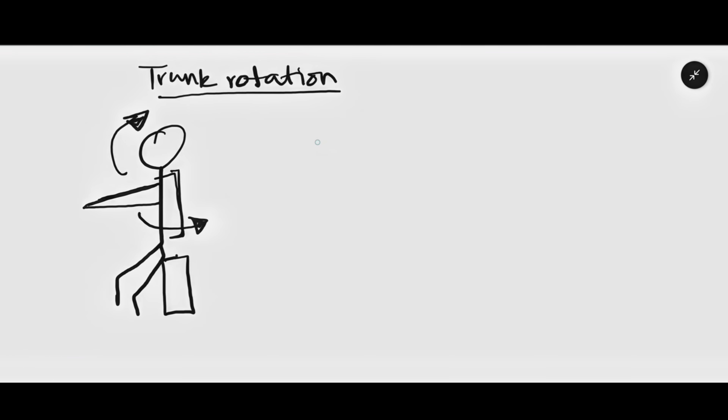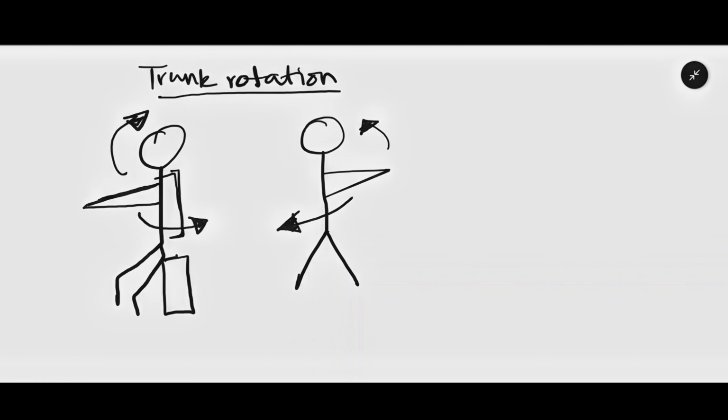Another variation is the exact same movement, but this time just standing up. So again, both arms pointed forward, and then just trying to rotate left and then rotate right.